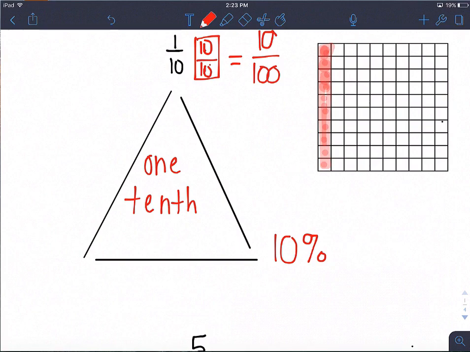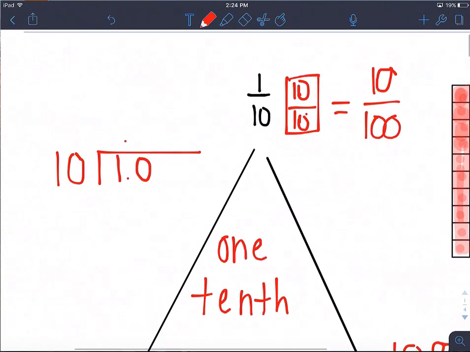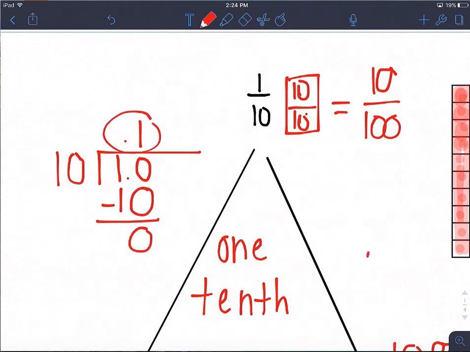Now I can also use that 100% block to help me make my fraction, or my decimal, or I can use division. I can take that fraction and I can actually divide it. I can take 1 and divide it by 10. Now 10 doesn't go into 1, so I'm going to add a 0 and I'm going to put my decimal up top there. 10 goes into 10 one time. 1 times 10 is 10, and if I subtract that I get 0. So there's my decimal.